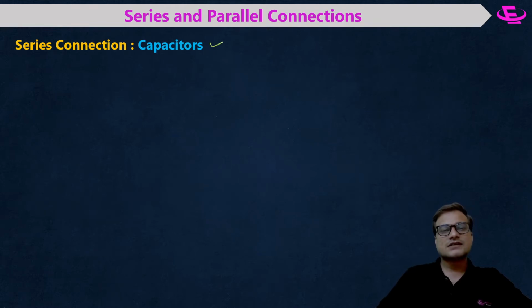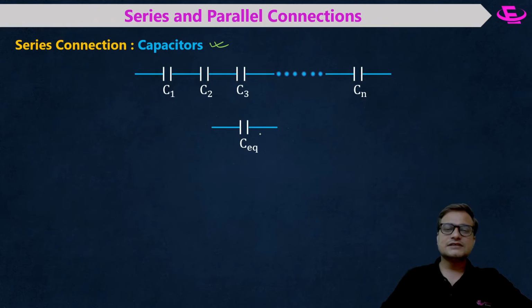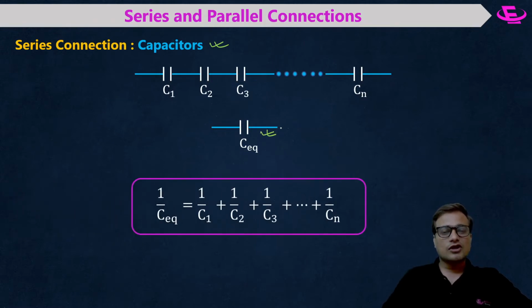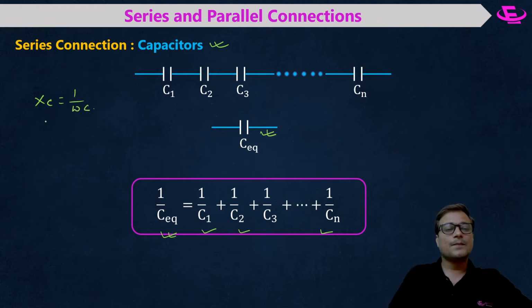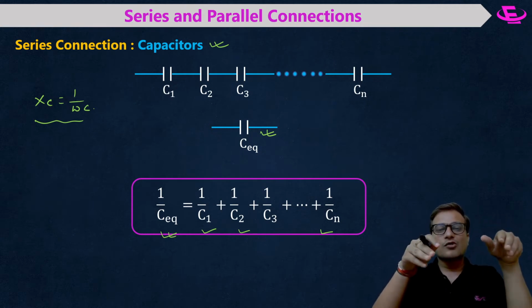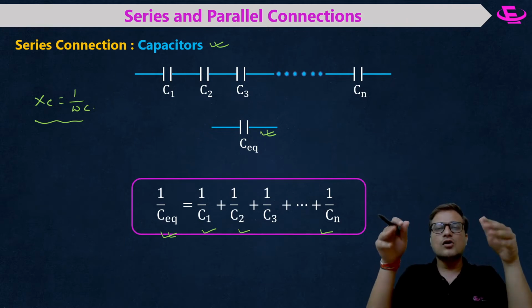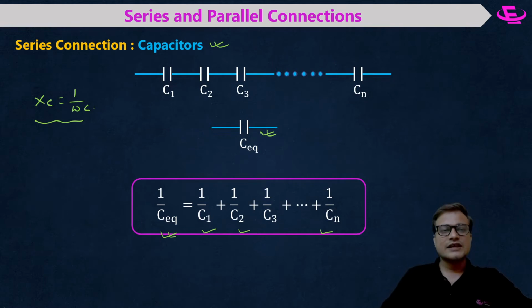Next one is capacitors. Its equivalent capacitance is different from resistors and inductors. This is the series connected capacitors. This is the equivalent capacitance. If you write the equivalent capacitance, it comes as 1 by C equivalent equal to 1 by C1 plus 1 by C2 up to 1 by Cn. Why is it happening? This is because capacitive reactance is equal to 1 upon omega C. That means if all the reactances are added, the term will be like 1 by omega C equivalent equal to 1 by omega C1 plus 1 by omega C2 up to 1 upon omega Cn. So this is the series connection.